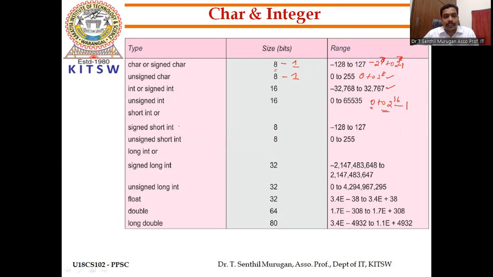So signed short integer and unsigned short integer, both will take 8 bits only. Compared with that, the short values we will take will occupy less memory. So again it will take only 2 power 7.